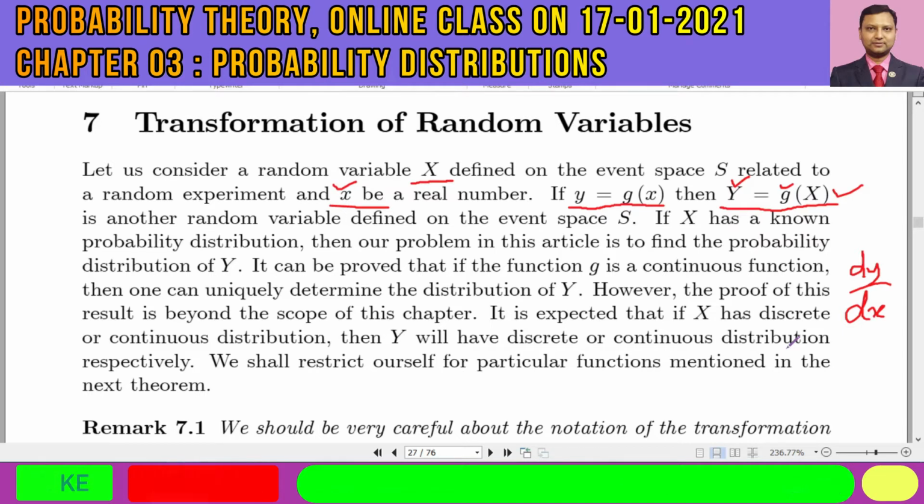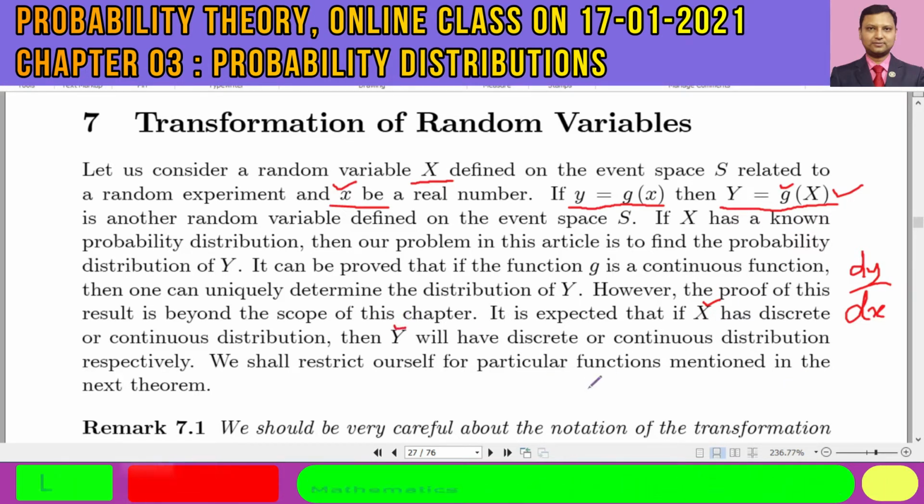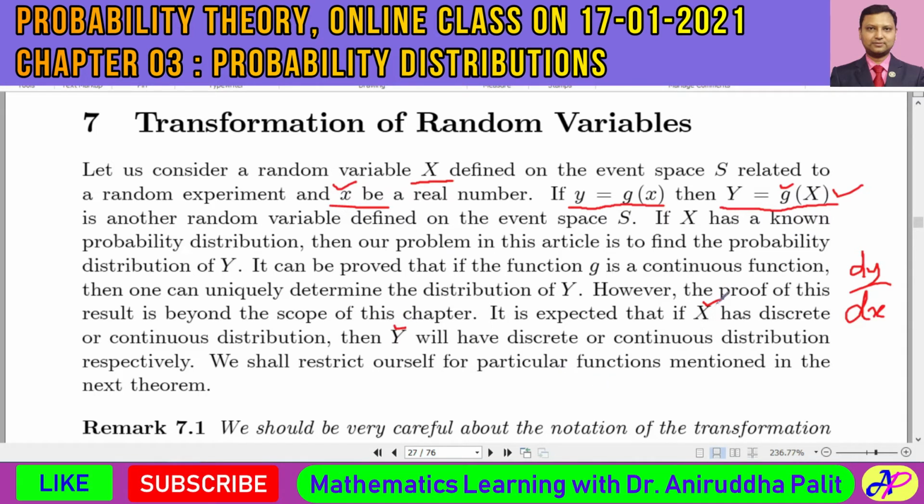And it is expected that if the distribution of the random variable X is a discrete distribution, then the corresponding distribution of Y is also expected to be a discrete distribution. And if X has a continuous distribution, then Y should have a continuous distribution.